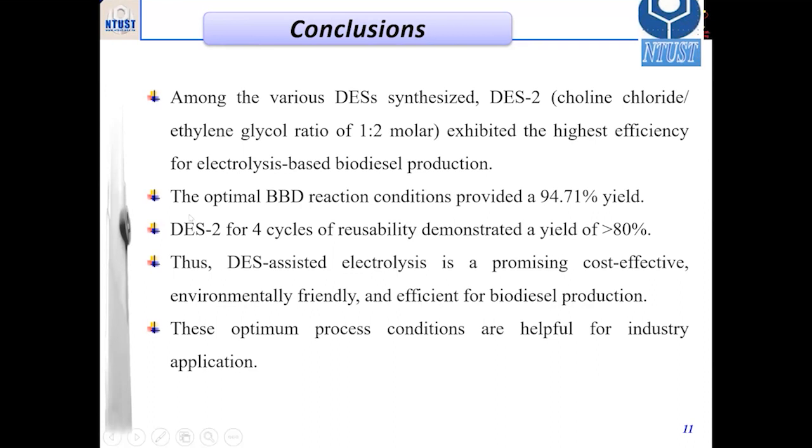As the optimum reaction conditions, the highest biodiesel yield was found to be 94.71%. And the DS was reused 3 times and demonstrated greater than 80% yield. So we can suggest that this DS-assisted electrolysis is promising, cost-effective, environmentally friendly, and efficient for biodiesel production. Therefore, the results were found helpful for industrial applications.